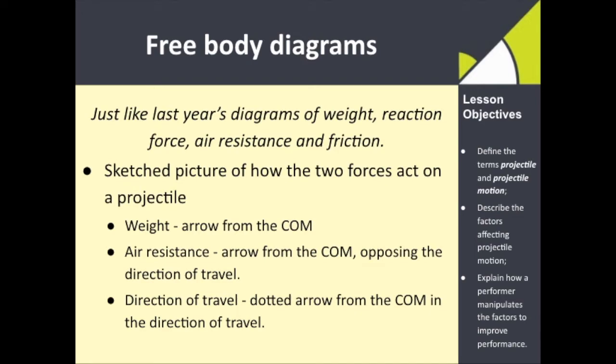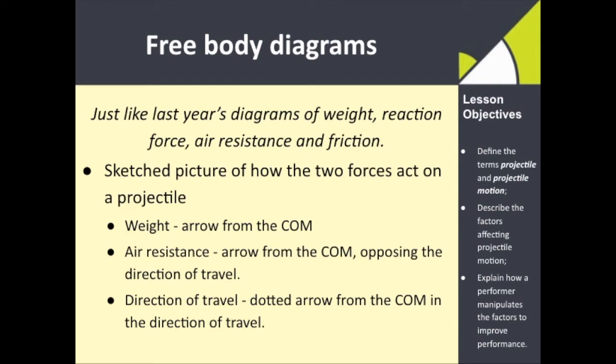So the arrows that we draw, with the weight, we go from the object's centre of mass and we draw an arrow down from the centre of mass right towards the earth. Okay, and then the size of that arrow will determine how much weight there is in the object. The air resistance, again, we go from the centre of mass and we draw the arrow back opposing the direction of travel, and again we need to infer the magnitude of that force with the size of the arrow.